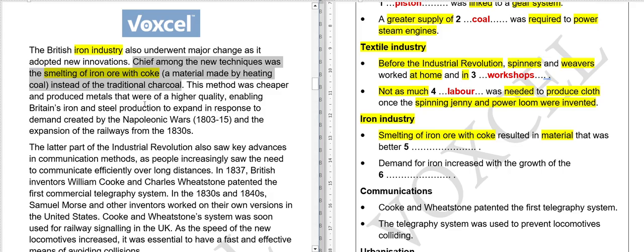Okay, time's up. Our answer is not in this location, because here they are just talking about the process. What is the process of this? And what is coke here? Instead of traditional charcoal, we are using coke, and this coke is a material that is made by heating coal. So here we don't know what the material is. This method was cheaper and produced metal of a higher quality, enabling this particular thing. So do you think our answer is in this particular sentence?